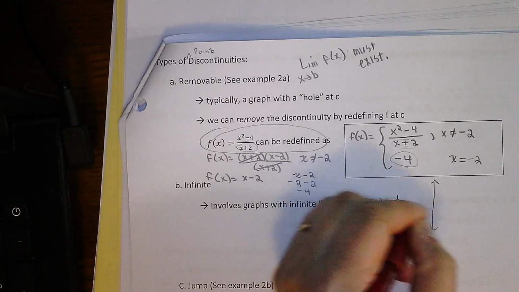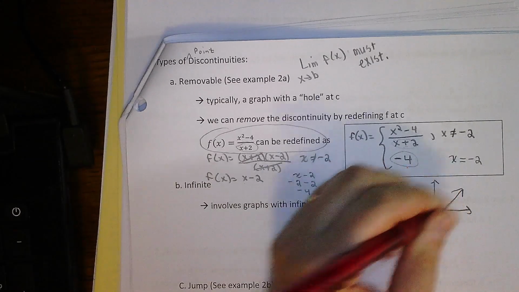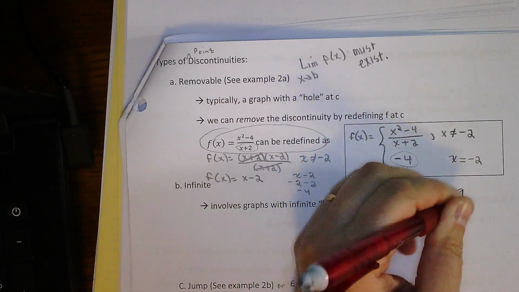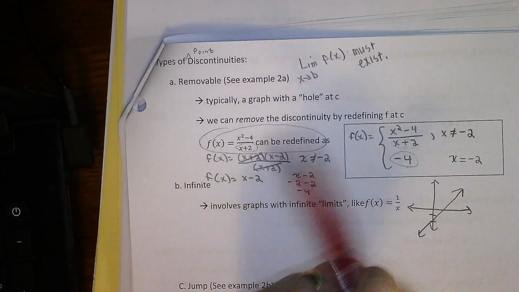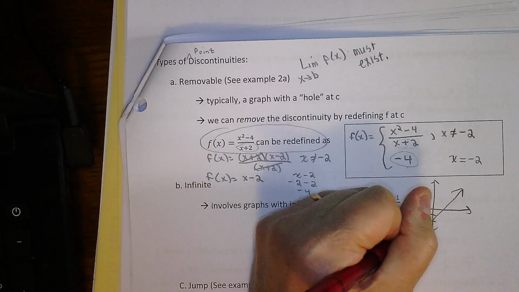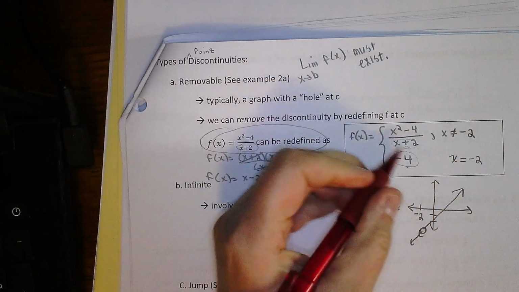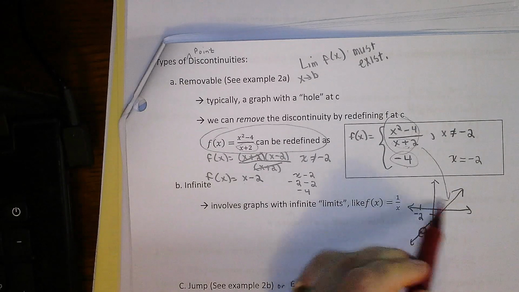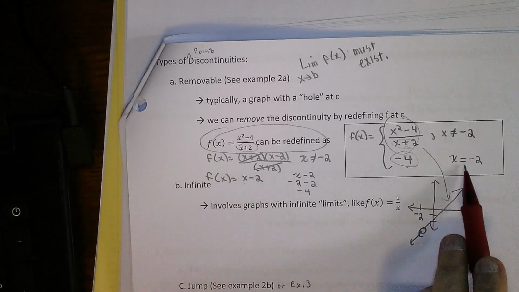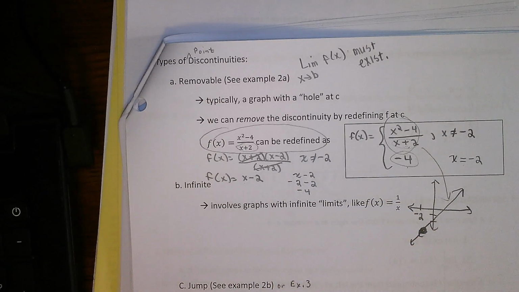That's why it's usually a hole. This function just looks like a line, except when you get to negative 2, there's a hole there. So that's what this looks like. And what I did when I redefined it is plug the hole. That's why it's called a removable discontinuity.